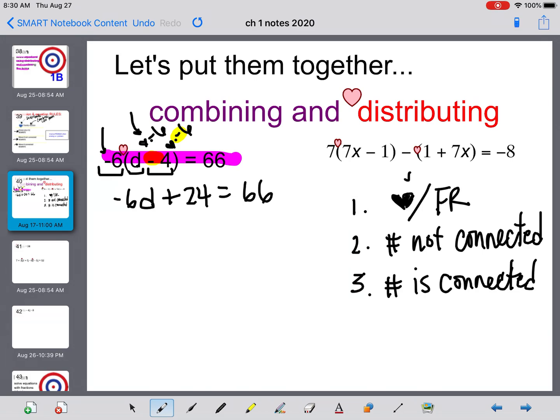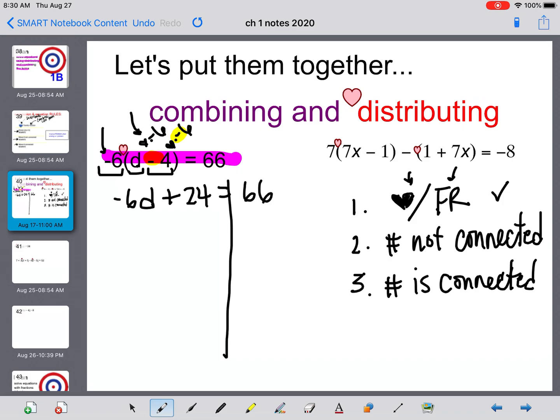So I share the love first, and then I look and see, is there any family reunion that needs to happen here? Can I combine any like terms? And in this problem, there's not any like terms that I can connect. So we're done with step 1. So I can look at the next thing.